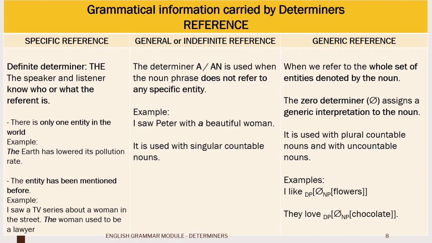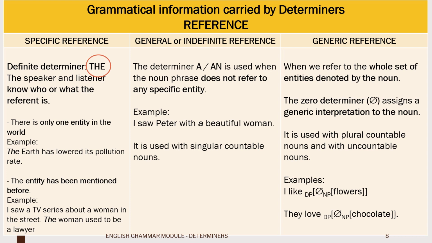To clarify these notions, look at the chart. This chart contains some types of grammatical information carried by determiners, and specifically the one that has to do with reference. So let's look at the first column, specific reference. The definite determiner the assigns specific reference to the noun head of its noun phrase complement.